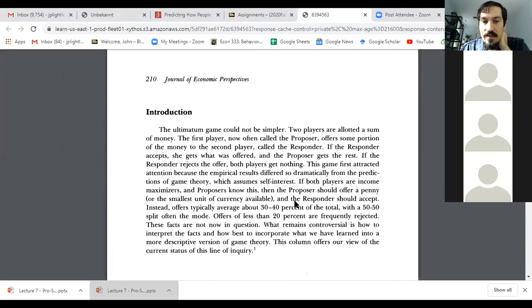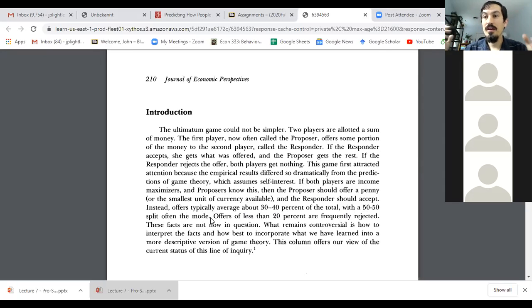If both players are income maximizers and the proposer knows this, the proposer should offer a penny, or whatever the smallest unit of currency available is, and the responder should accept. Does that sentence make sense to you? Instead, offers typically average about 30 to 40% of the total, with the 50-50 split the mode. People don't offer 1 penny.